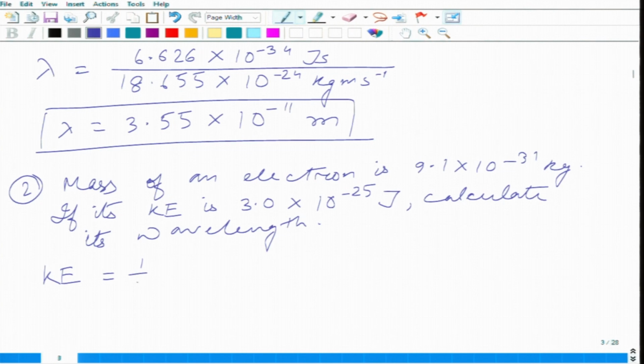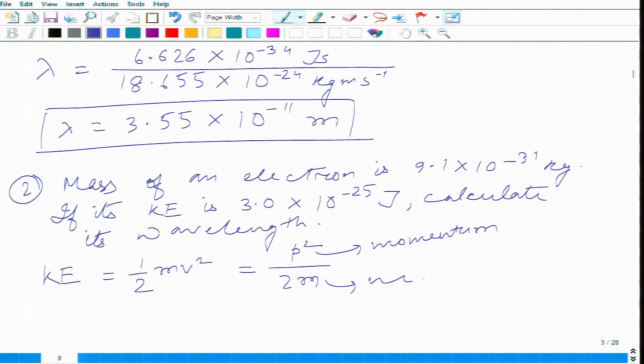That kinetic energy is equal to half of mv square. From there we have earlier derived this equation, that kinetic energy is equal to p square by 2m. Now p is the momentum and m is mass, and for finding out wavelength we need h by p. So we need to find out momentum from the equation of kinetic energy. So if kinetic energy is equal to p square by 2m, then p square will be equal to 2 into KE into m, right?